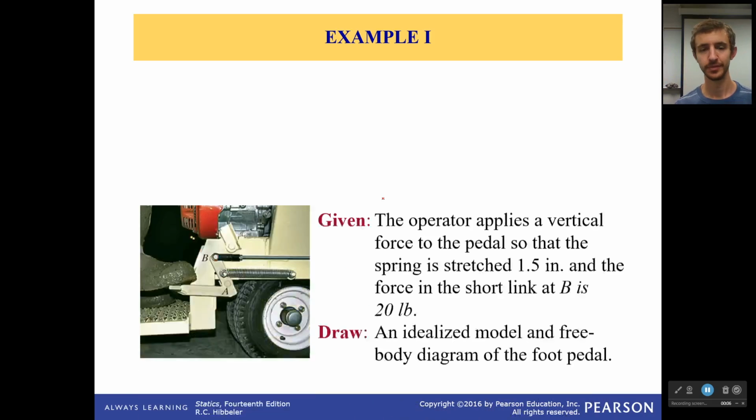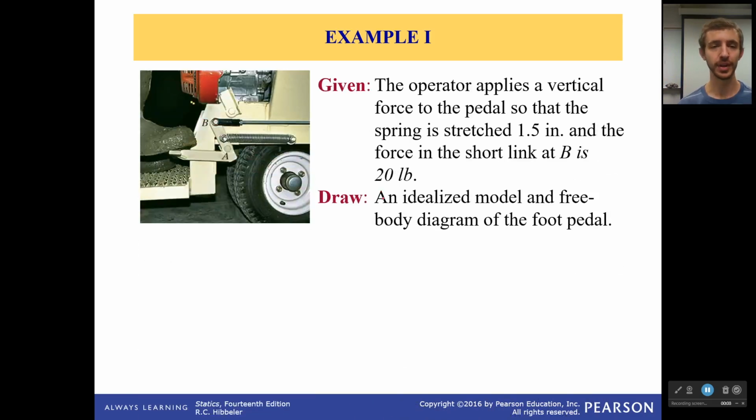So example 1. We got a fancy little problem here with the picture. Given, the operator applies a vertical force to the pedal, right here, so that the spring is stretched 1.5 inches, right here. And the force in the short link at B is 20 pounds. What it wants us is to draw an idealized model and free body diagram of the foot pedal. It's not even asking us to solve it.